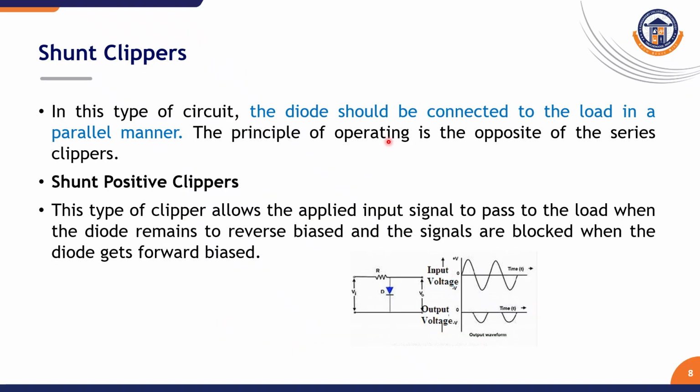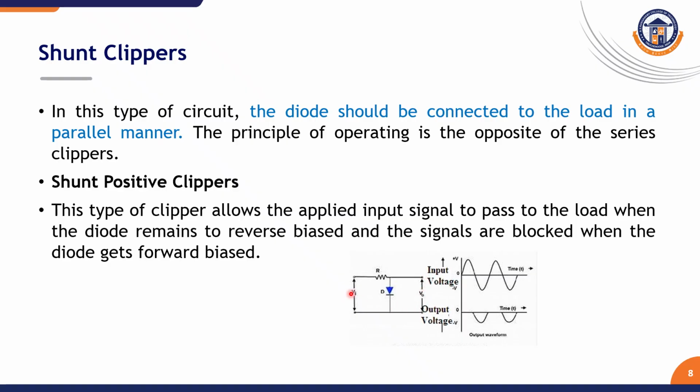Shunt clipper: the diode should be connected to the load in a parallel manner. If you are connecting a resistor, the load, over here, the diode is in parallel to the load. In the shunt positive clipper, when you apply the positive half cycle at the input side, the diode will be in the forward bias condition, so it allows the current to flow through to the ground. There will be no output at the output side.